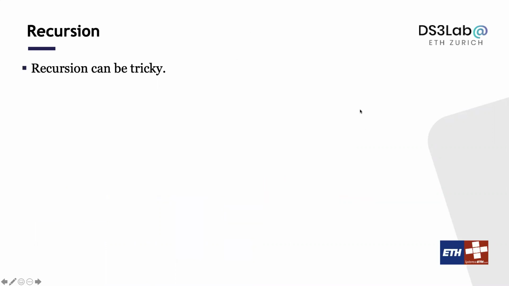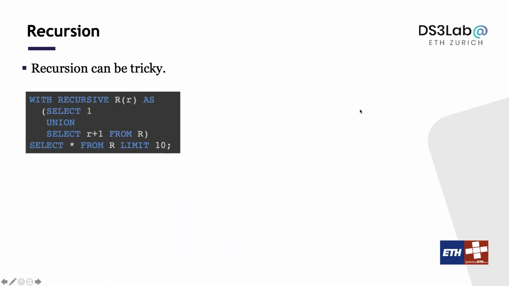Great. So now let's look at this query. This query is a little bit different. It has the same recursive content. You select one union R plus one from R, but then in the last query, I select star from R, but add a limit 10. Essentially, I only care about 10 tuples in this relation R.